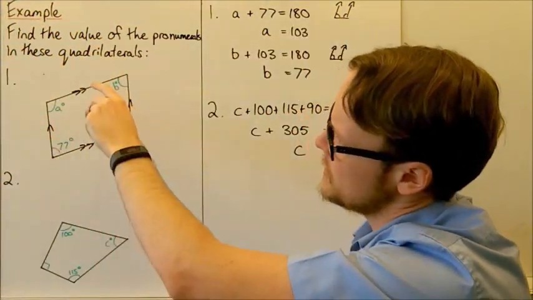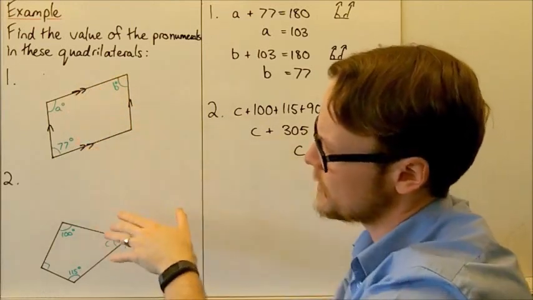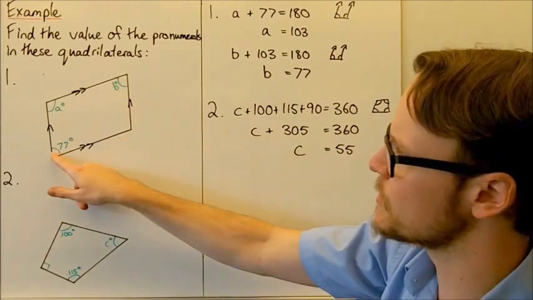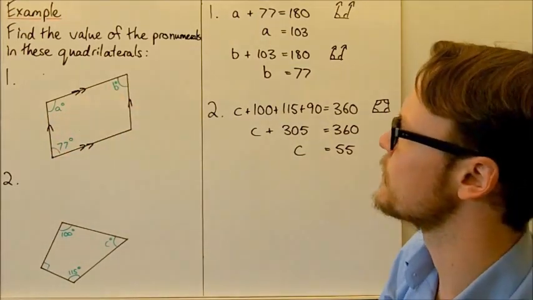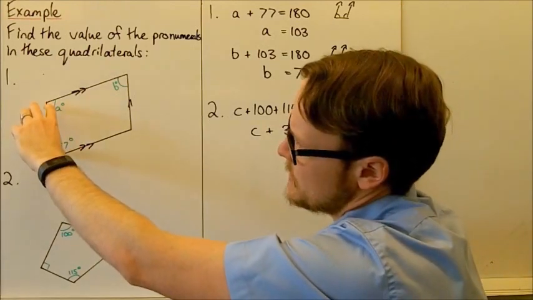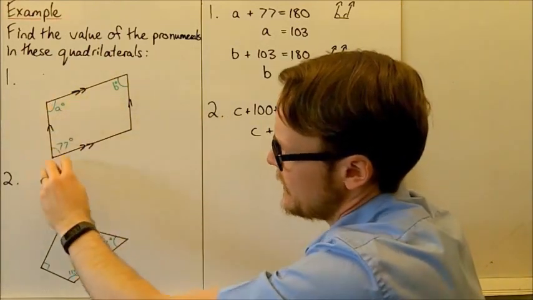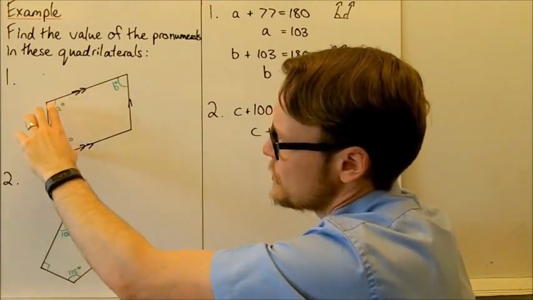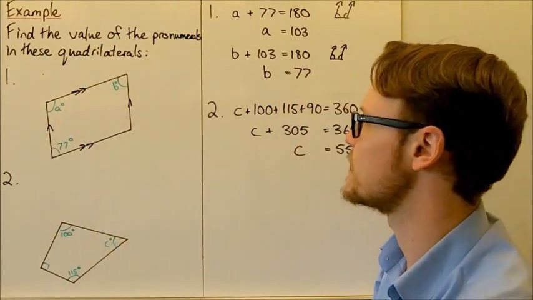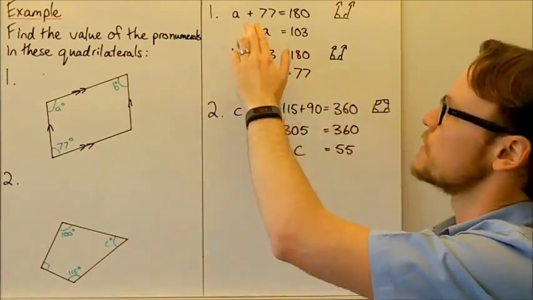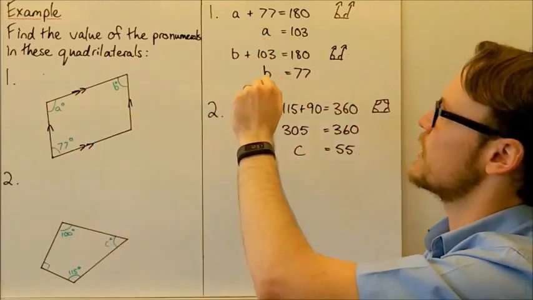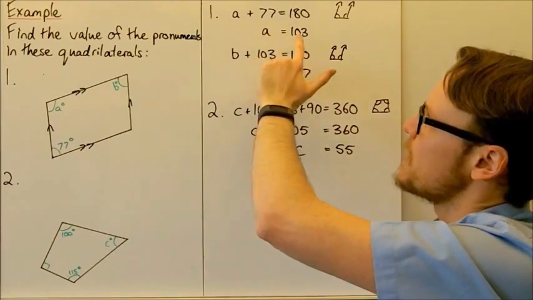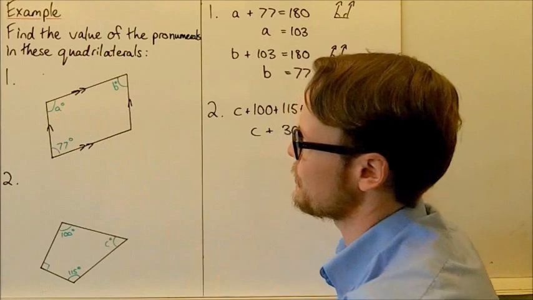So let's do some examples now. We need to find the value of pronumerals in these quadrilaterals. So firstly, we've got a parallelogram here. We know one angle is 77 degrees and we're trying to find the other angles. So 77 degrees and our A degrees here, we know they're co-interior angles. There are two parallel lines here, intersected by this transversal, and they're both inside the parallel lines and the transversal. So we know that co-interior angles add to 180 degrees, so A plus 77 must be 180. In order to make that true, A must be 103. So A is 103 degrees here.